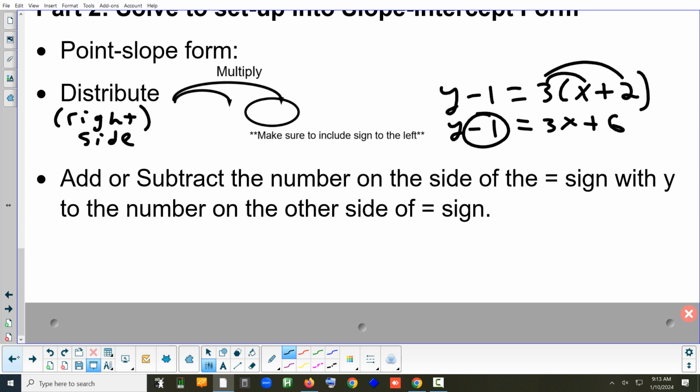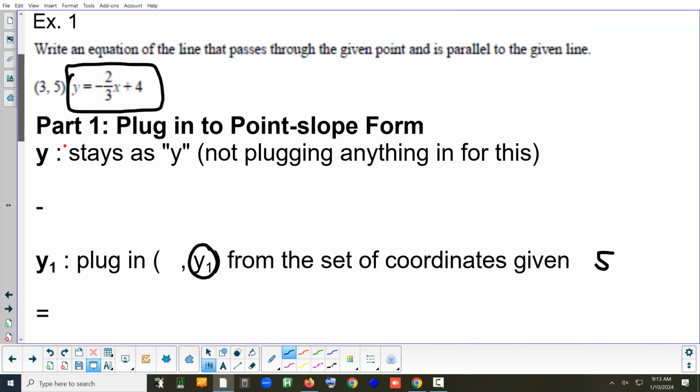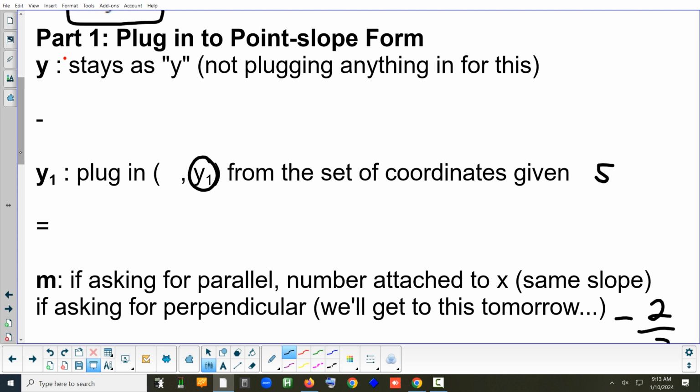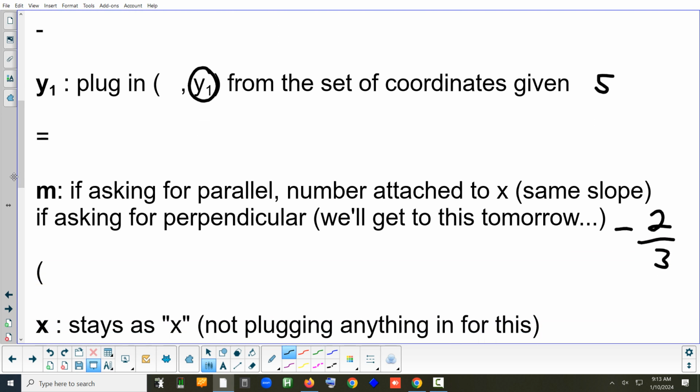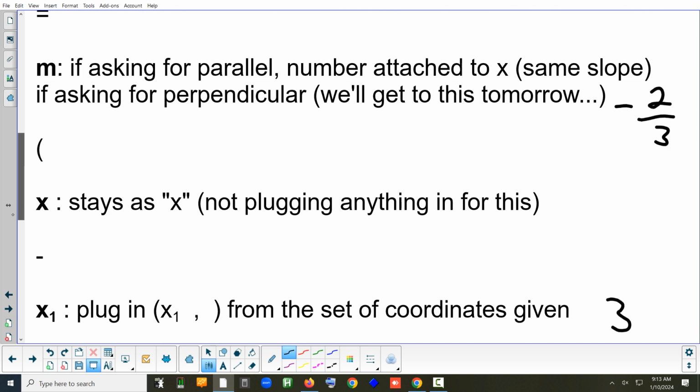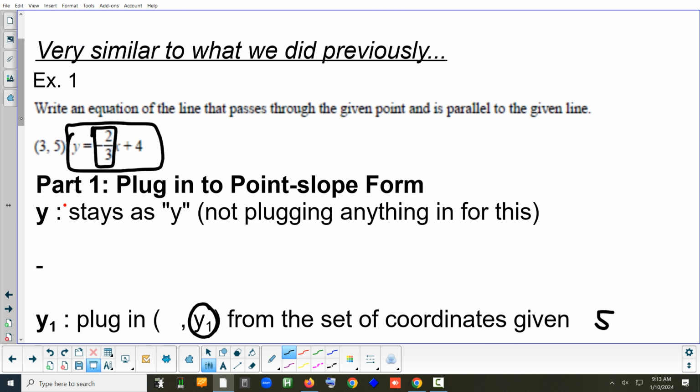All right, so let's try figuring out some equations that are parallel. Oh, actually, we're kind of doing example one as we go here. So example one said write an equation of a line that passes through this point and is parallel to this line. So we've got our y1, it's 5. We've got our m. M is whatever you see right here for today, not for tomorrow. And then our x1 is the number that was before the comma. So let's put it all together.